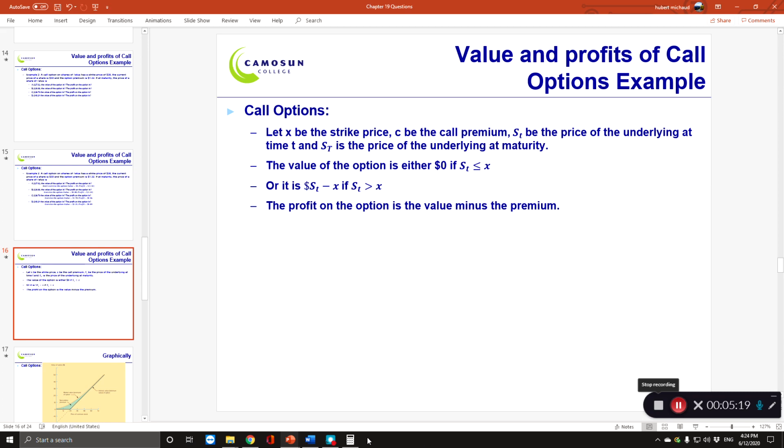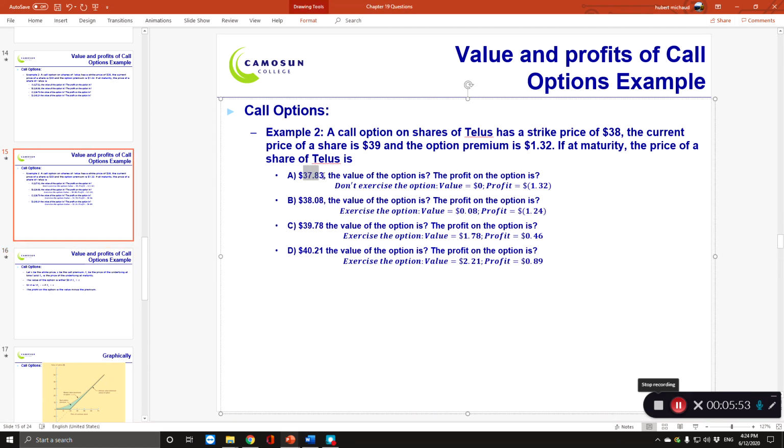Okay, but I did write a little bit more formally here. If we have X as the strike price, C is the call premium, S little t is the value of the underlying at time t, S big T is the value of the underlying at maturity. Okay, the value of the option would always be 0 if the value of the underlying is below the strike price. This case here, right? The strike price is 38, the value of the underlying is 37.83. We don't exercise, the value is 0.